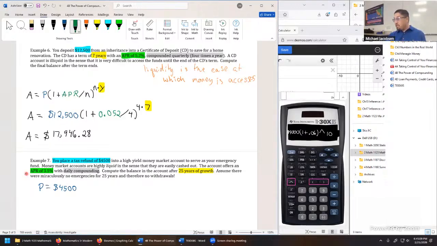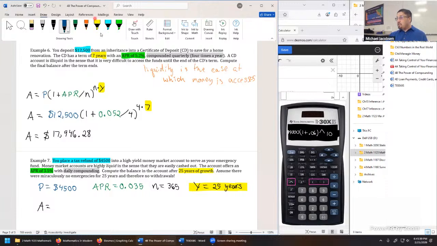APR is 3.5%, so write that in as APR 0.035. When it says daily compounding right here, we mean the end value in the formula is 365. And we have a term of y equals 25 years. So those are all the moving parts. Input them into the formula, and here's what we're going to get.